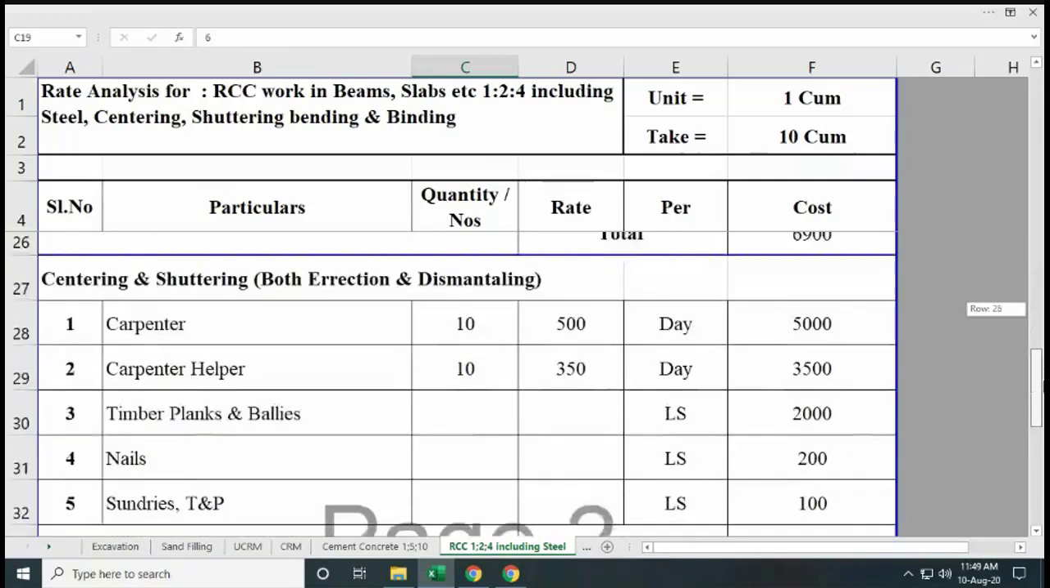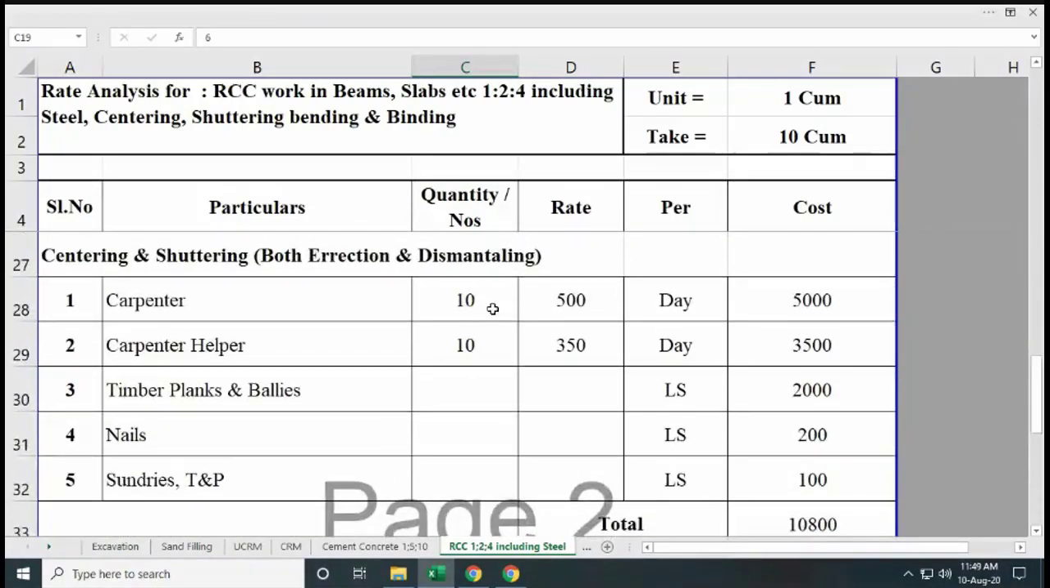Right? Then next is centering and shuttering. So before placing steel, what do we do? We have to do centering, marking, shuttering works. That has to be done. That is both erection and dismantling. Right? So we are going to erect, we are going to cast. After like 28 days, or 15, 21 days and all, we are going to remove the formwork. Right? So the cost is inclusive of erection as well as dismantling.